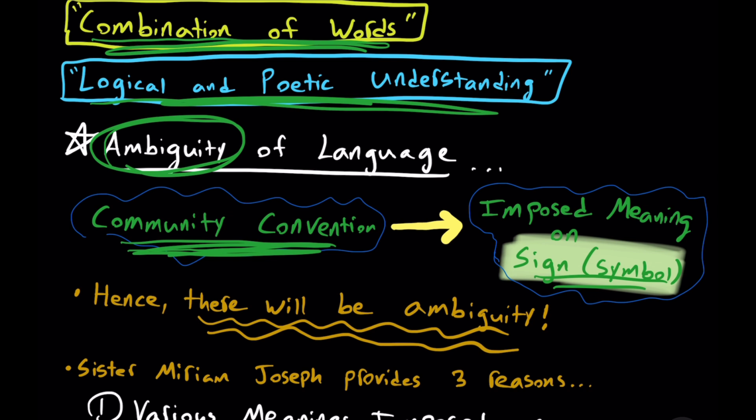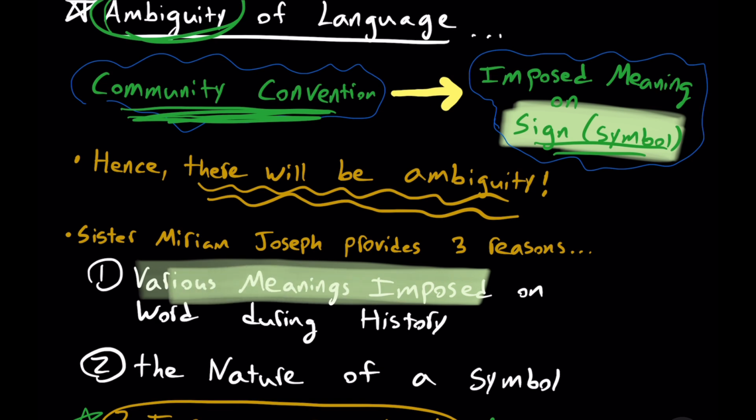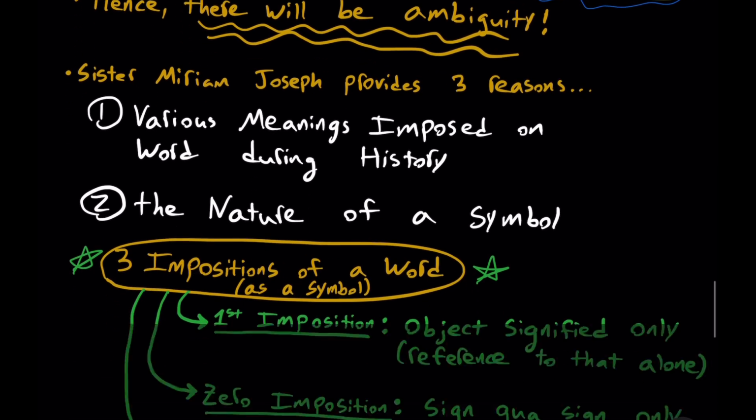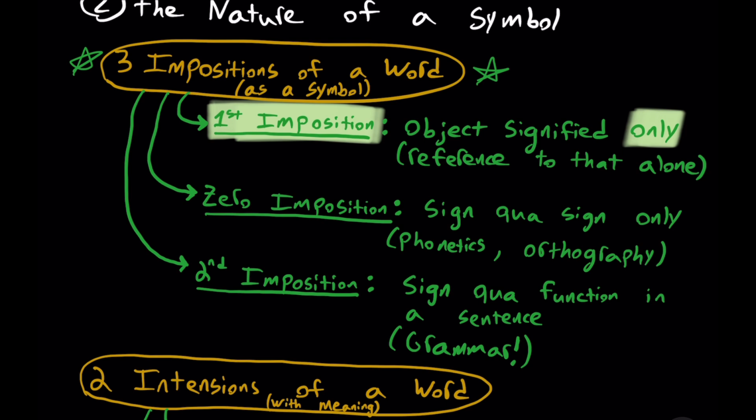Now, Sister Miriam Joseph provides 3 reasons for why language is ambiguous to some extent. So first, just simply because we have various meanings imposed on a word during its history. Second, simply due to the nature of a sign, because we are dealing with signs. Language is a sign, or a system of signs. And here she breaks this down into imposition and intention. So first, imposition. In first imposition, we're really thinking about the meaning of a word. We're thinking specifically about the object signified by the sign, by the word. So we're thinking about the object signified only. So we're thinking about dog as it refers to dog.